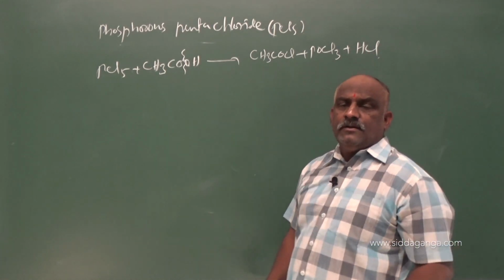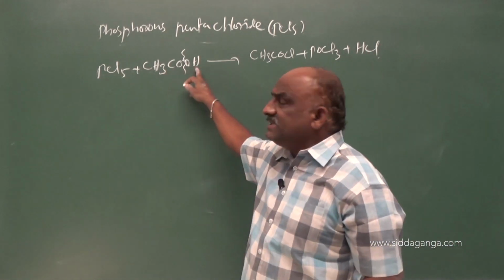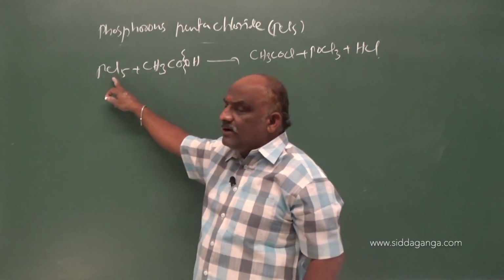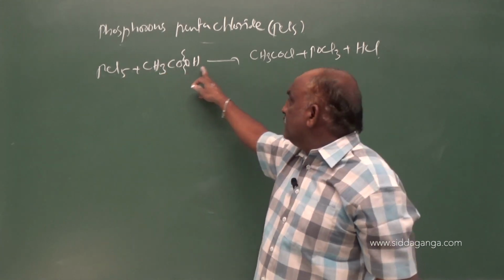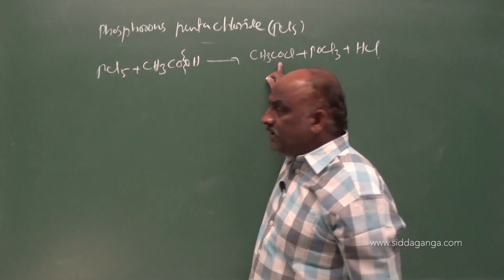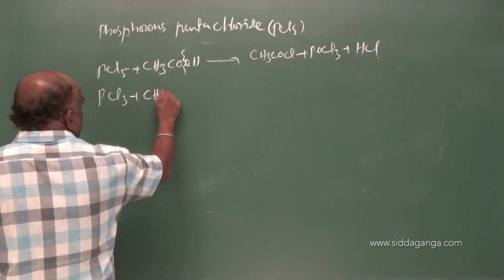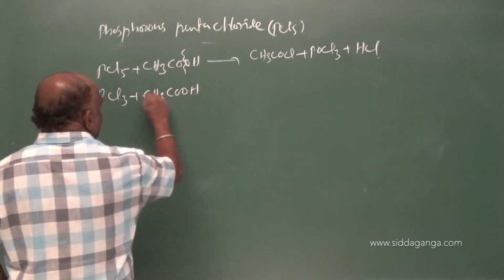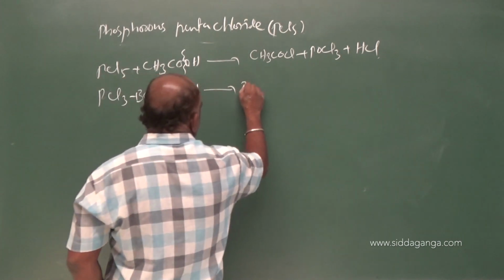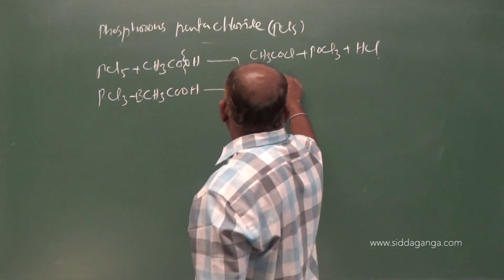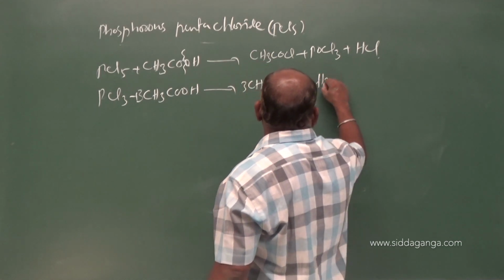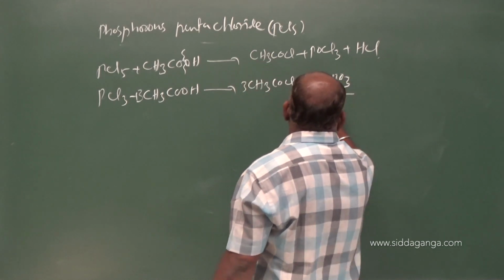Clear? My dear students, make a note, this is acetic acid. Phosphorus pentachloride treated with acetic acid, the answer is acetyl chloride. Phosphorus trichloride treated with acetic acid, how many acetic acids do we require? 3 molecules. What will be the answer? 3 molecules of CH3COCl plus H3PO3.